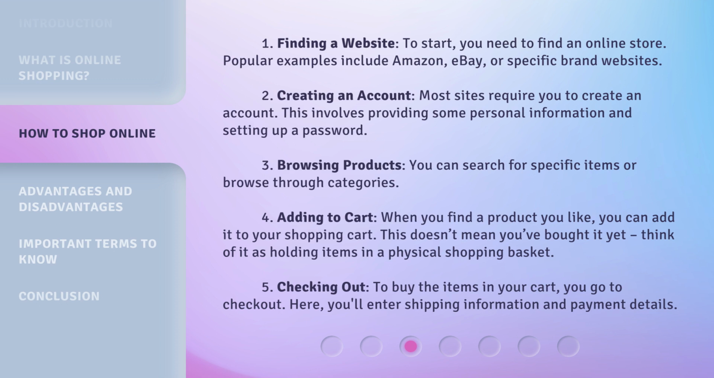5. Checking out. To buy the items in your cart, you go to checkout. Here, you'll enter shipping information and payment details.